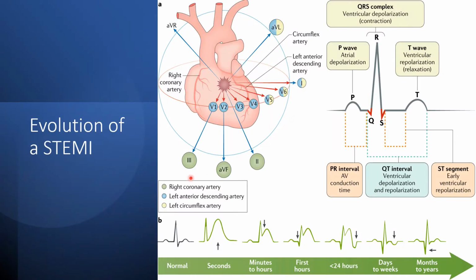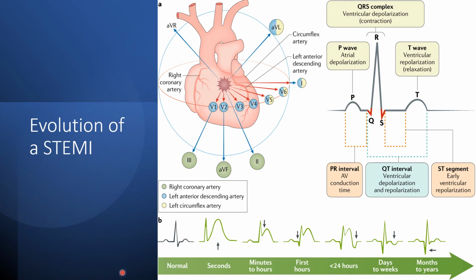Here is a summary figure showing that right coronary artery, usually it's an inferior infarction with 2, 3, AVF changes. Left circumflex artery sometimes can cause lateral wall changes in AVL, lead 1, V5, V6, and usually V1 to V4 are left anterior descending artery occlusions.